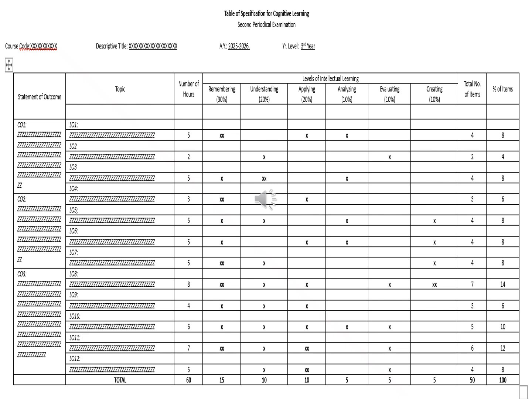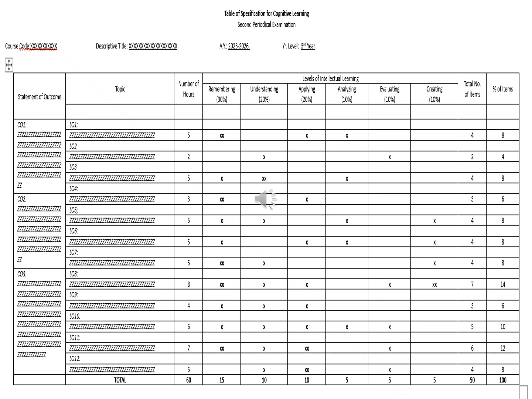So let us have a closer look at this table. In this presentation, I use 11 columns. The first column is the statement of outcome, the second is topic, and the third column is number of hours. And the next 6 succeeding columns are under levels of intellectual learning.